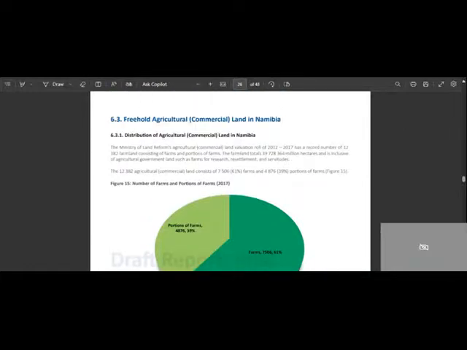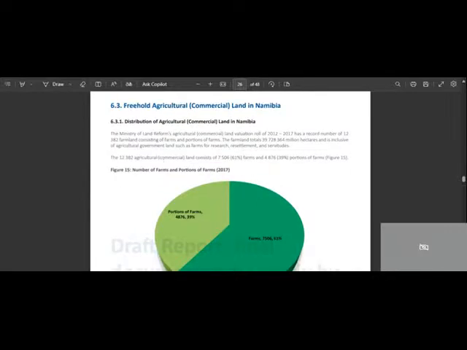Freehold agriculture commercial land, which was before this, it was what? It was tribal land before it was called this. Now, here let's see the record numbers. There are 12,382 farms. These are the farms that are on this commercial land.